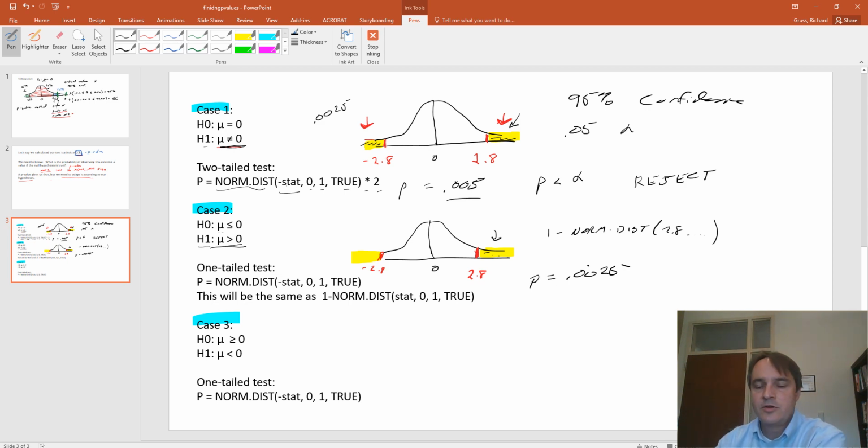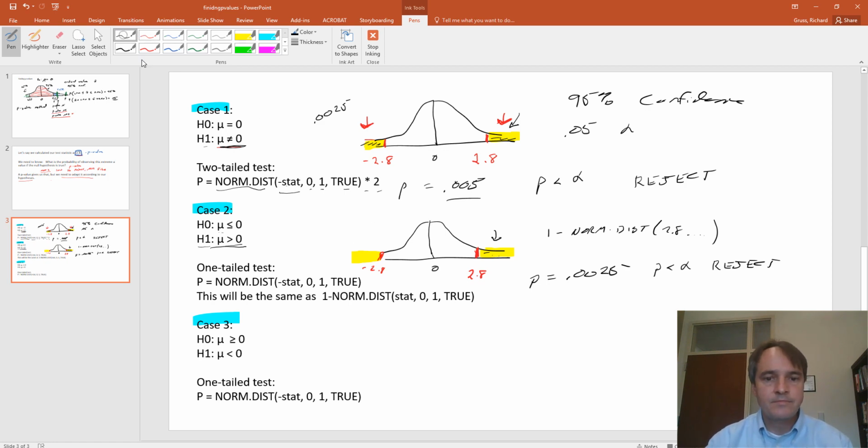Notice that we have a smaller p-value than we had in the two-tailed test. Once again, this is also less than alpha, so we're going to reject. But just make a note that if we are doing a two-tailed test, we need to have a more extreme value than if we're doing just a one-tailed test.